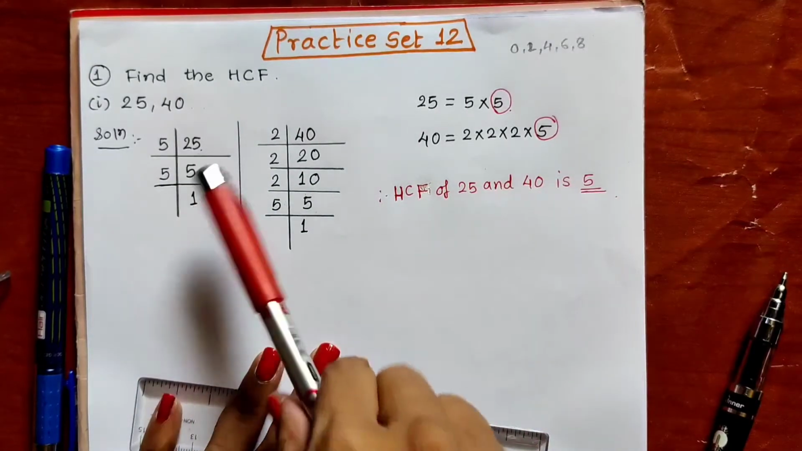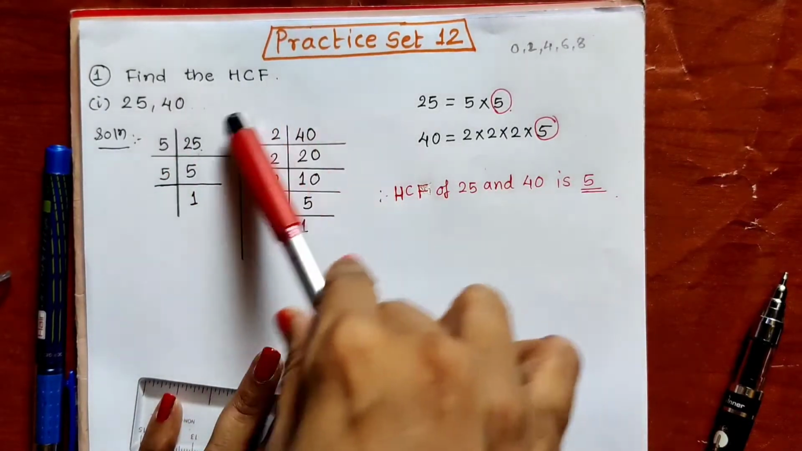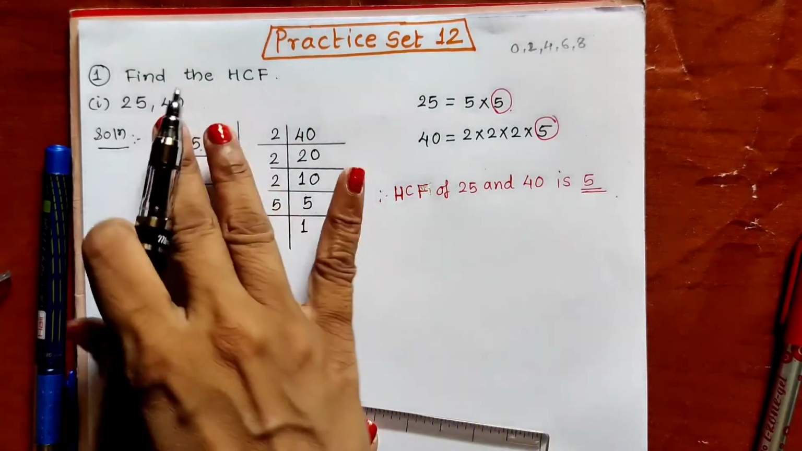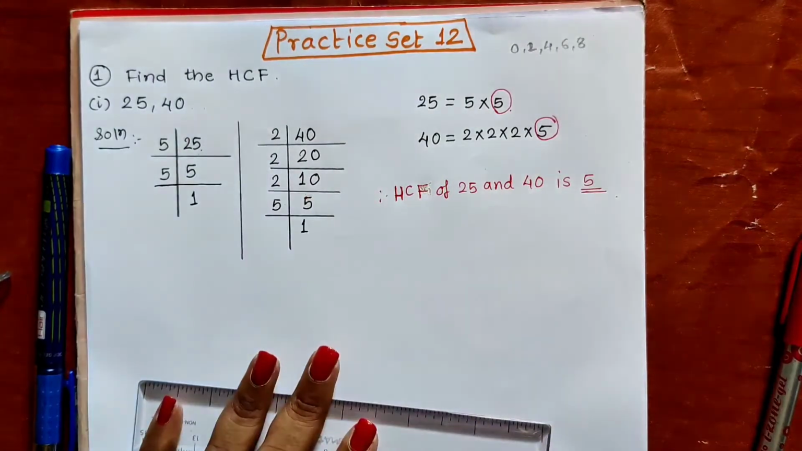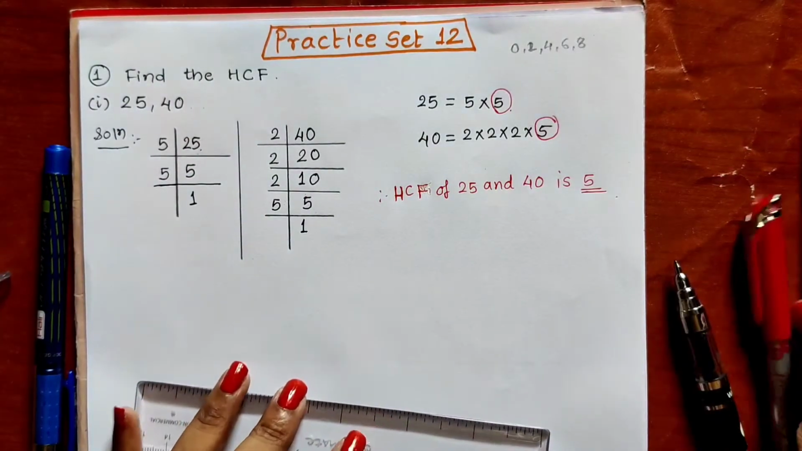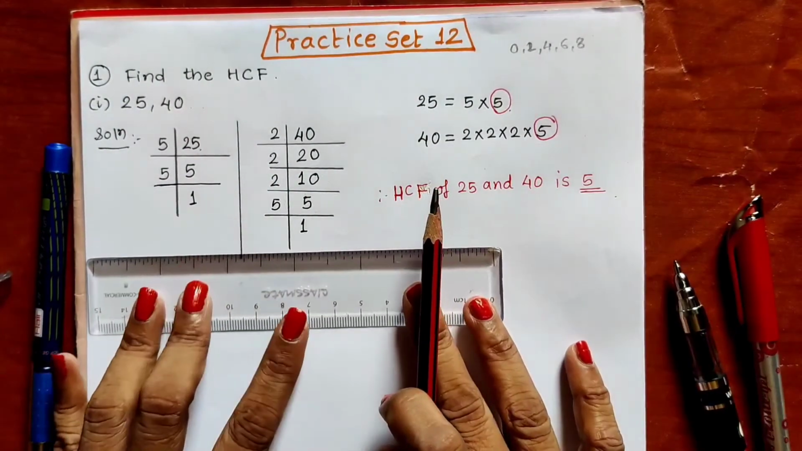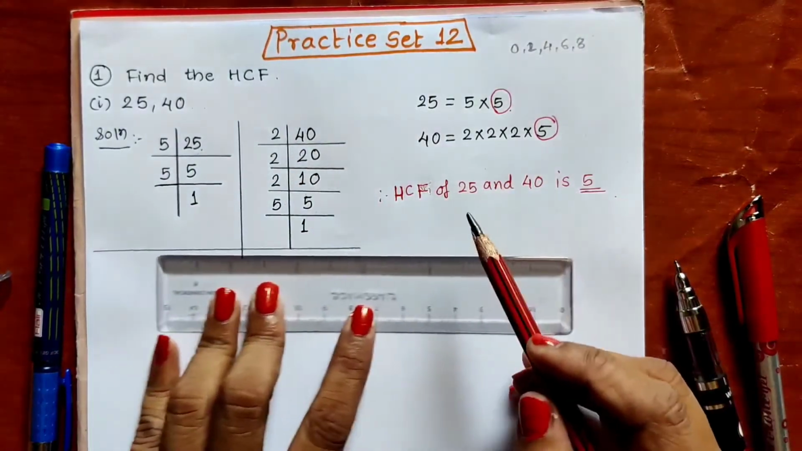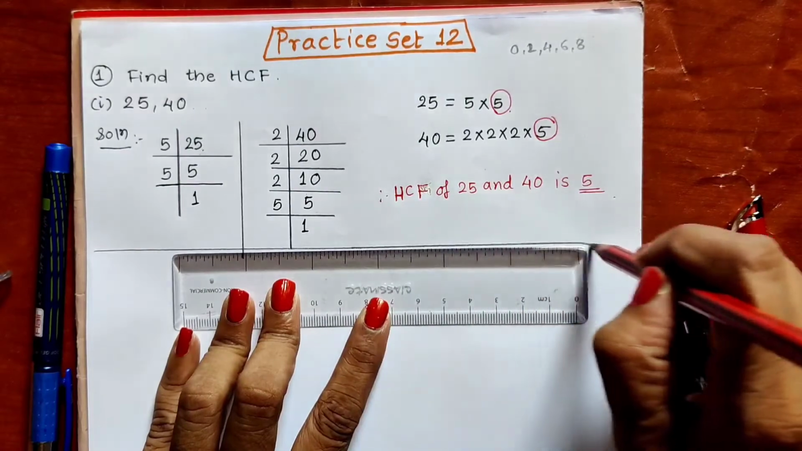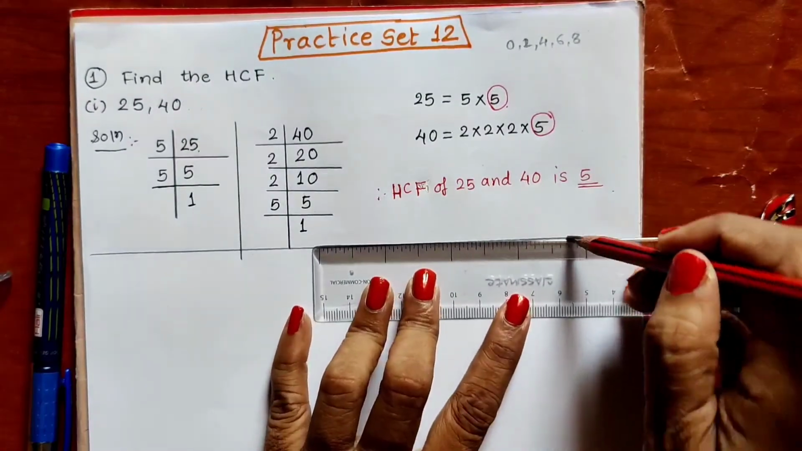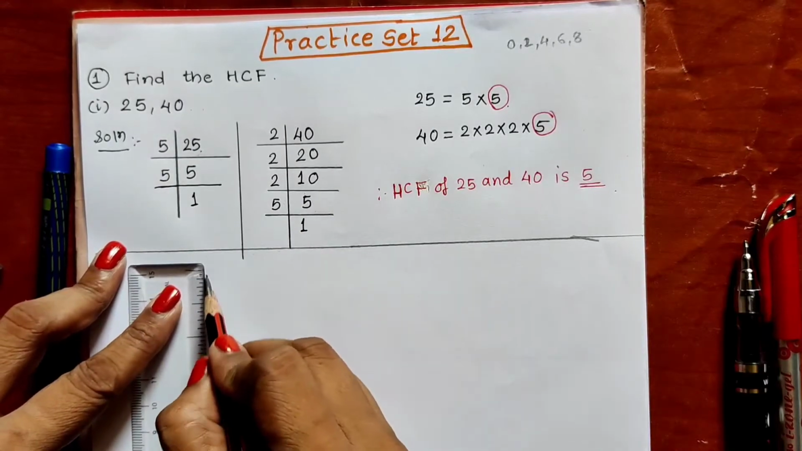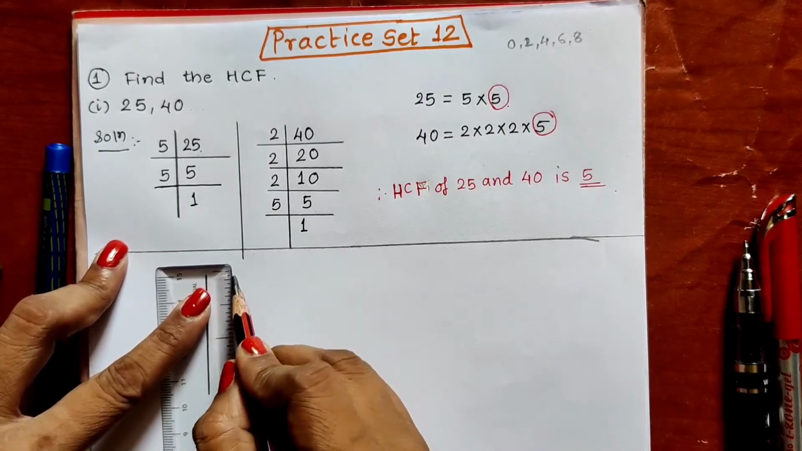Now see children, this method can be shown in combined form. That means both the numbers can be written together and the prime factors can be shown like this. I will be showing you this second method also for this first sum. The remaining sums we will be solving by showing the separate prime factor method in vertical arrangement. So here for this particular sum I will be showing you the combined method.